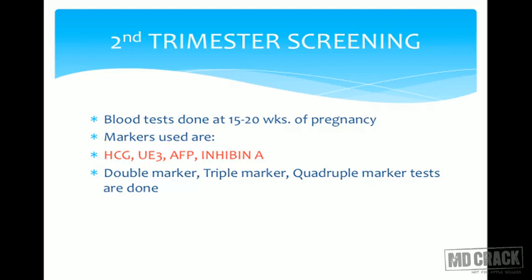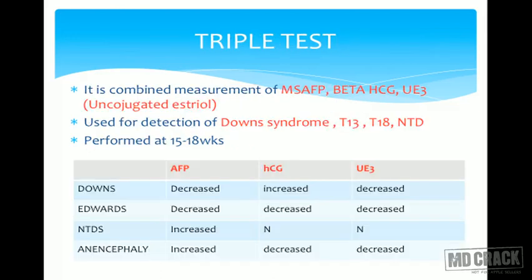Coming to second trimester screening tests, we have either the triple marker or quadruple marker test. The blood test is done at 15 to 20 weeks of pregnancy, and the markers used are beta HCG, estriol, AFP and inhibin A. The double marker is beta HCG and PAPP-A, the triple marker is where inhibin A is not included, and the quadruple is where inhibin A is included with the above mentioned markers.